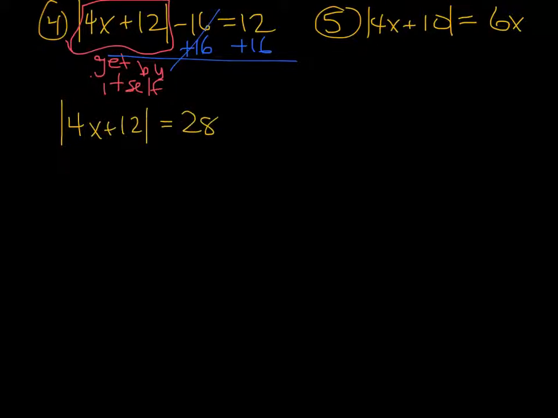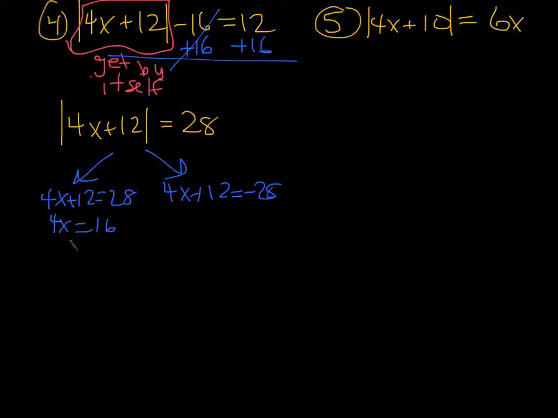From here, feel free to pause and try the rest on your own. It's the same as the previous two. So you're going to split this up into two. One of them is 4x plus 12 equals 28. The other is 4x plus 12 equals negative 28. When you solve this one out, you get x equals 4. When you solve this one out, you get x equals negative 10.